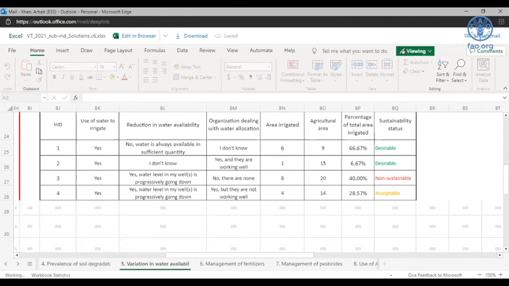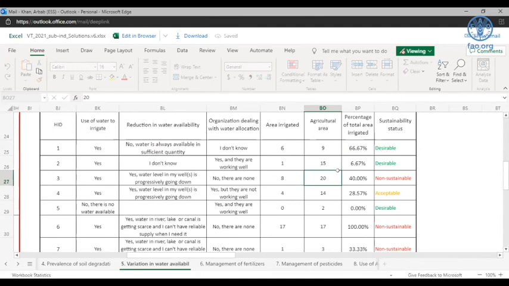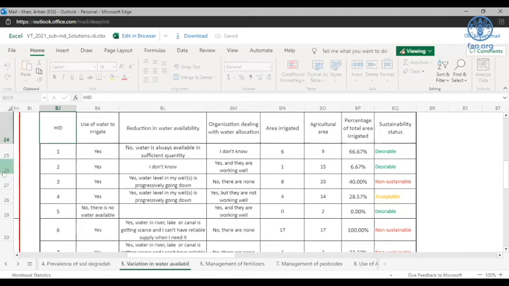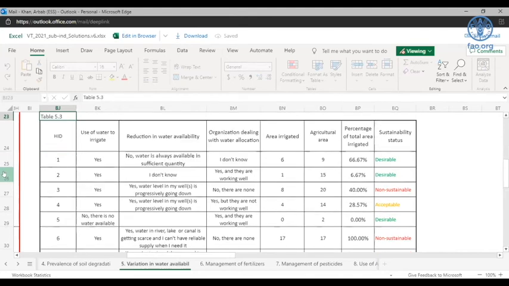So let's resume. My question was on holding number 3. The first two conditions are met. They are using water for irrigation, and they have a level of water going down. And then I was asking, what if we replace on the third criteria that they are having organization dealing with the water allocation? What would be the consequence on the sustainability status of this holding in this case?